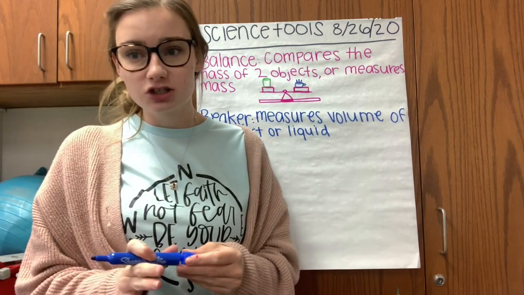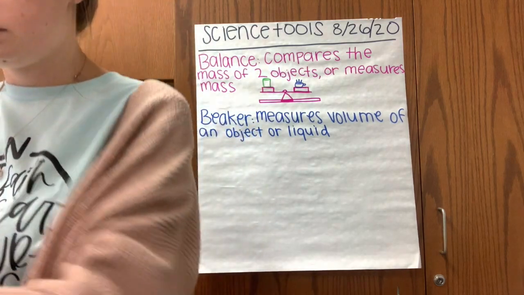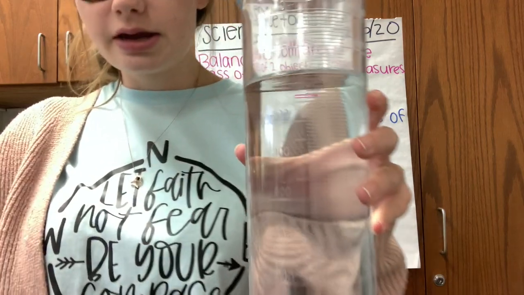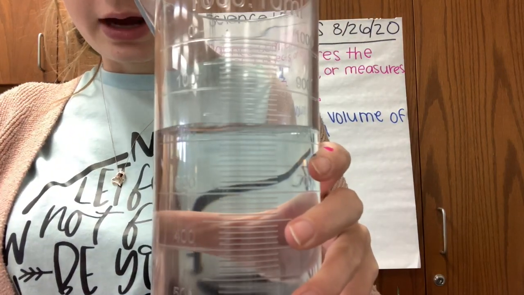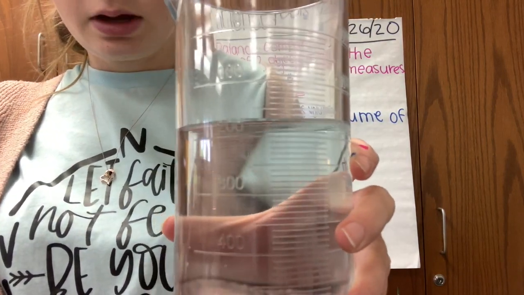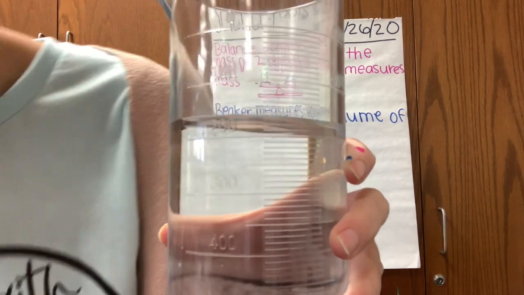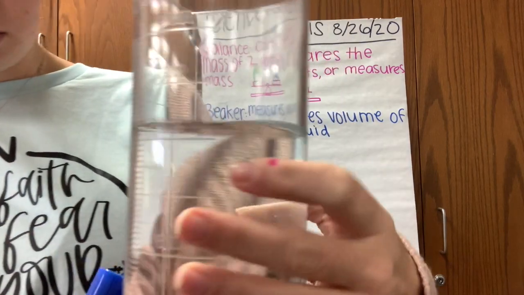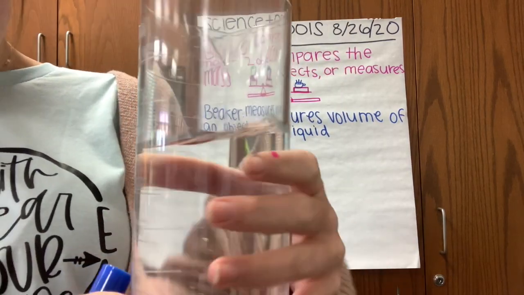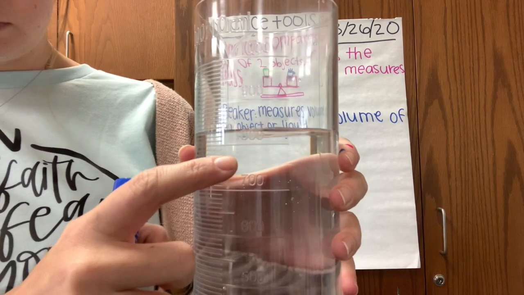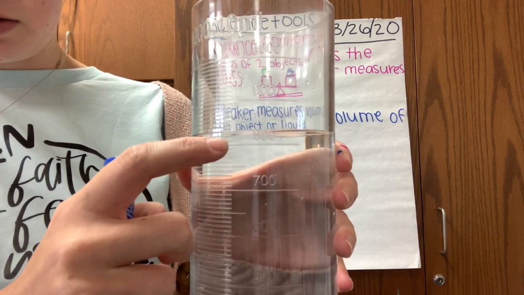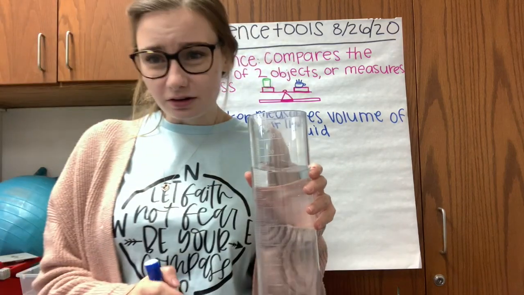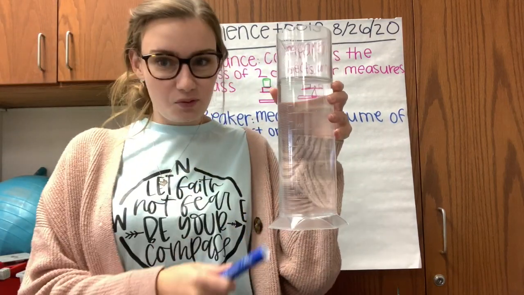Now, we're going to draw a picture of a beaker. Remember, these are our two beakers. And you can see I have some water in this big beaker right here. And you can see it's just above that little 200 mark. Oh, I'm sorry. We should be looking at this one. It's just above that 800 mark. So that's 800 milliliters of water. It's a lot of water.